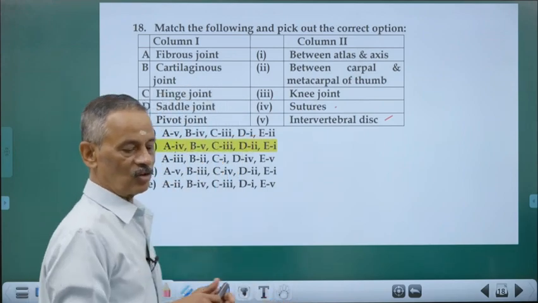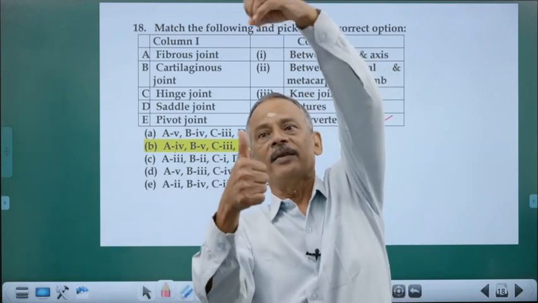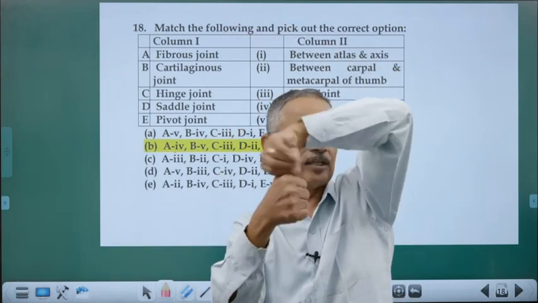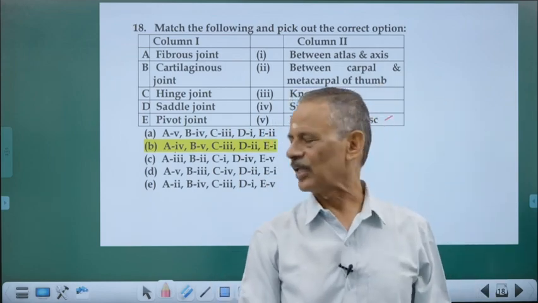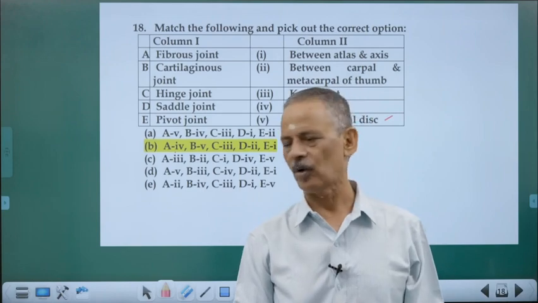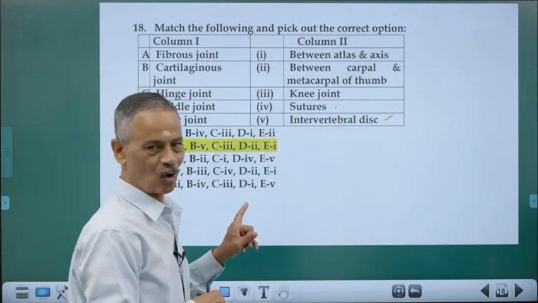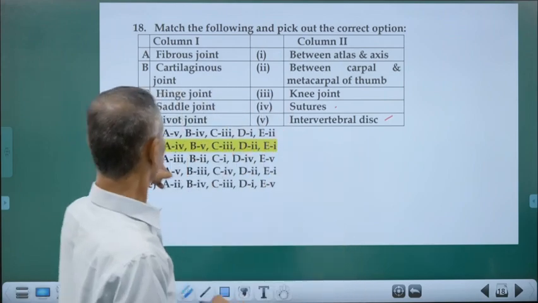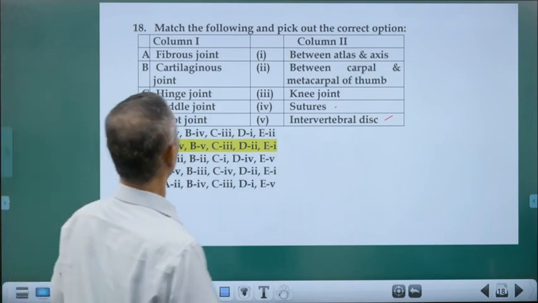Pivot. What is pivot? There is a stump and a ring-like structure which fits into that, so that it can rotate, a rotatory movement. This is the atlas and axis. That is why we have the no movement. This movement is called the no movement, and this movement is the yes movement. Okay, so 1 between atlas and axis. So the option is box.